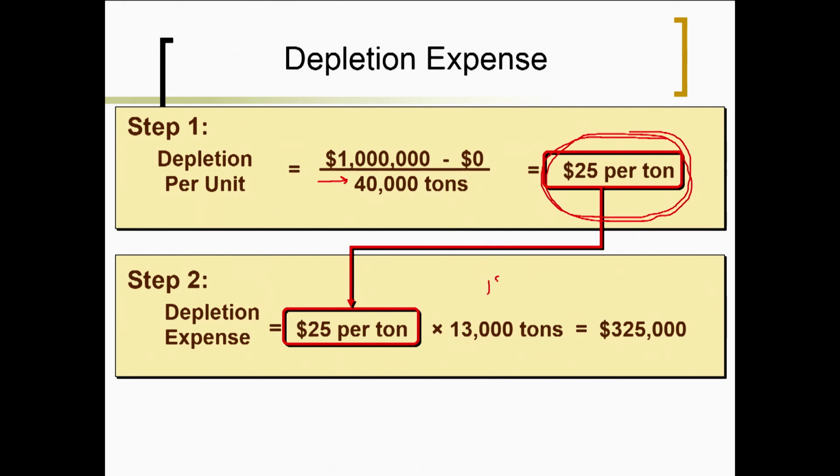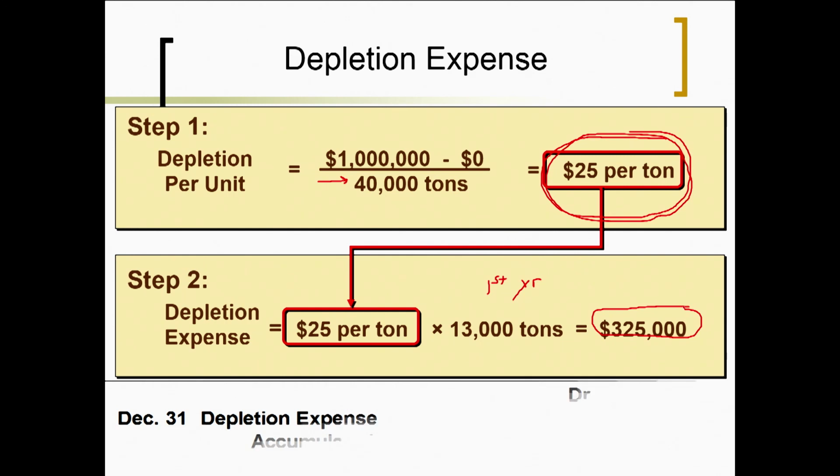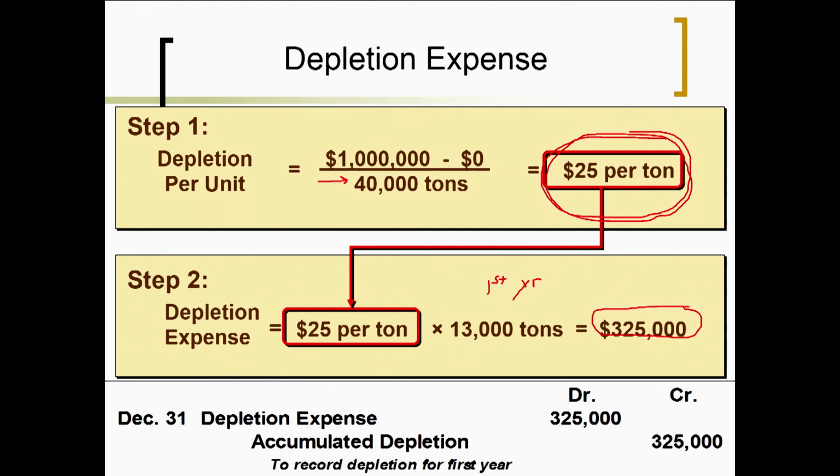In the first year, we extracted and sold 13,000 tons, right? So we take that 13,000 times the $25 per ton, and we get 325,000. There's our journal entry. We don't debit depreciation expense, we debit depletion expense. We don't credit accumulated depreciation, we credit accumulated depletion. Does that make sense? Okay. Any questions on that? Okay, you can come off that. I think we'll have some homework questions in regards to that.